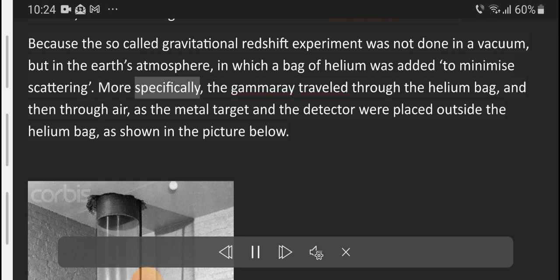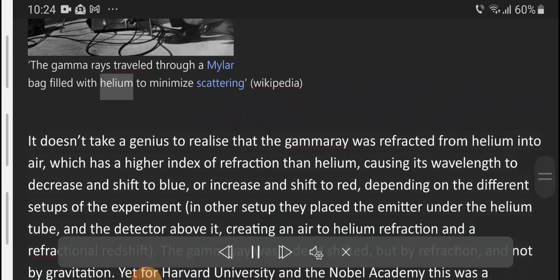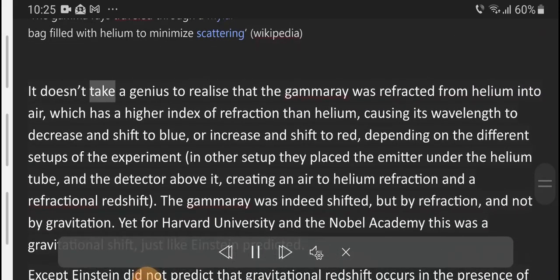More specifically, the gamma ray traveled through the helium bag, and then through air, as the metal target and the detector were placed outside the helium bag, as shown in the picture below. The gamma rays traveled through a mylar bag filled with helium to minimize scattering. Wikipedia. It doesn't take a genius to realize that the gamma ray was refracted from helium into air, which has a higher index of refraction than helium, causing its wavelength to decrease and shift to blue, or increase and shift to red, depending on the different setups of the experiment.